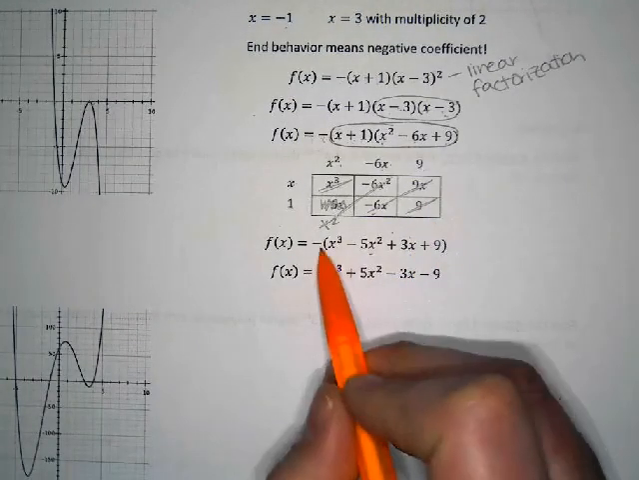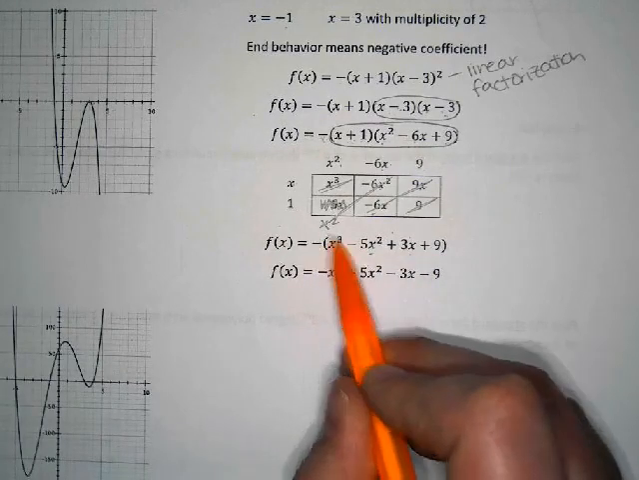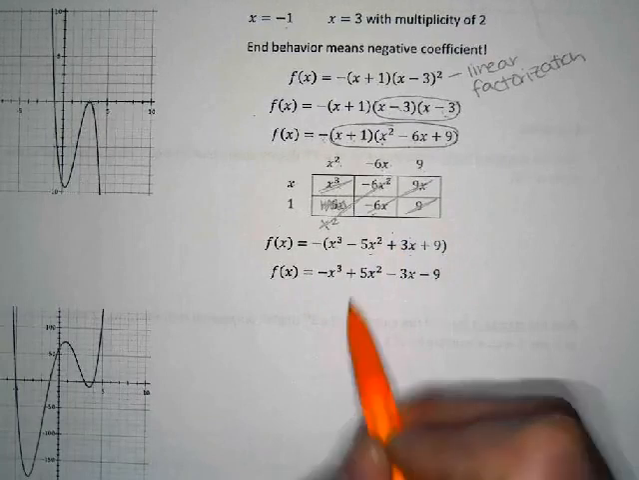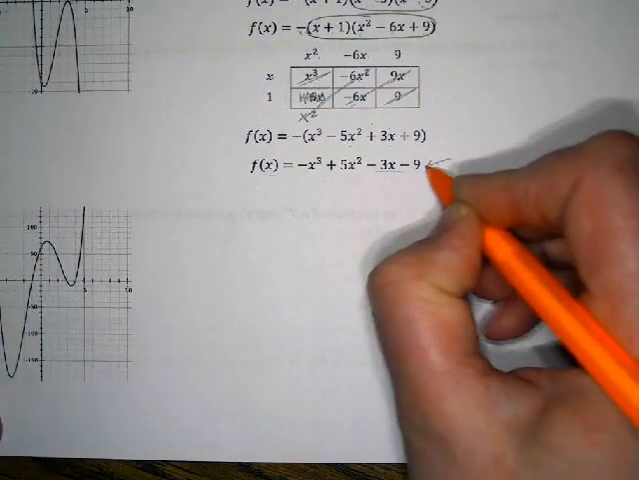And then at the end, all I had to do is go through and take the negative and distribute the negative to each term. And then here was my final answer for what that cubic function was in the standard form. So here I'm going to write standard form.